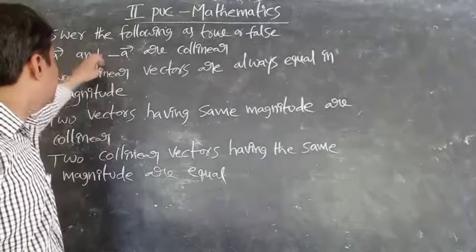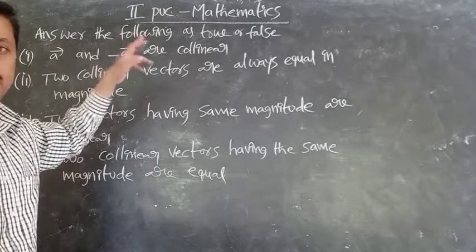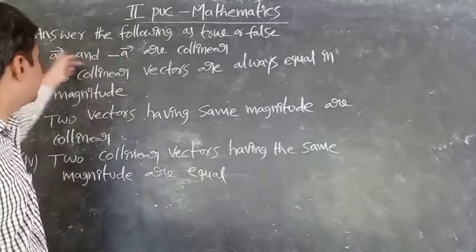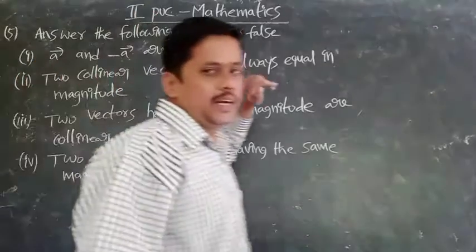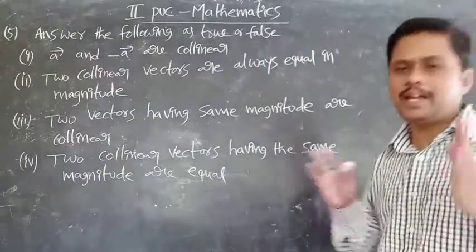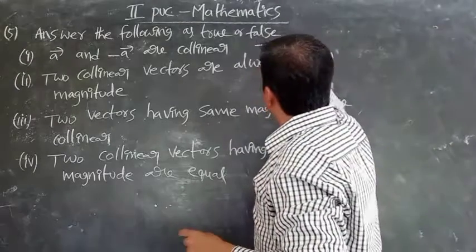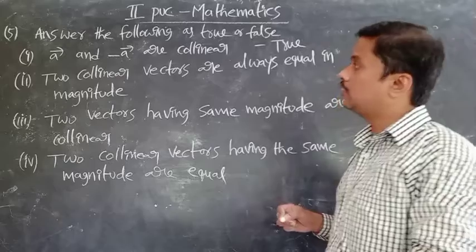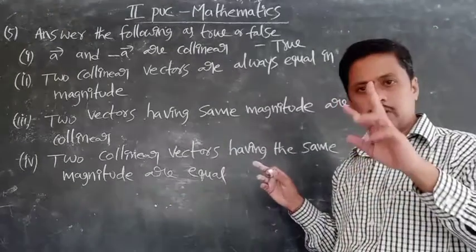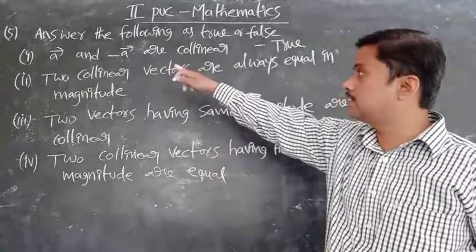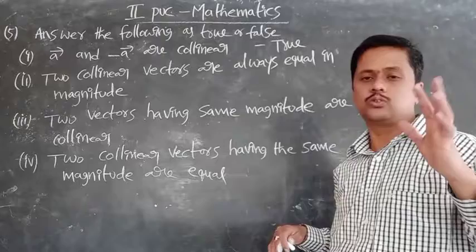See, first question, we have to tell true or false. A vector and minus A vector are collinear. Collinear vectors have different directions, but A vector has the same magnitude. So therefore it is true. Same magnitude, different direction is collinear. Negative vectors are always collinear vectors. Minus A vector is the negative of A vector, so negative vectors are collinear vectors. Don't worry, that is always true.